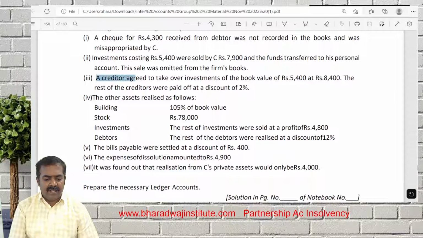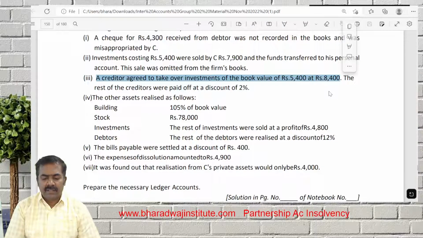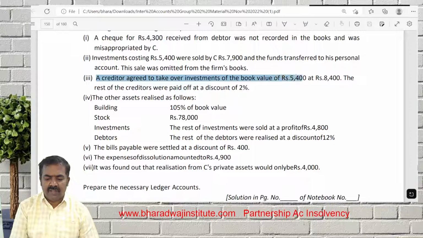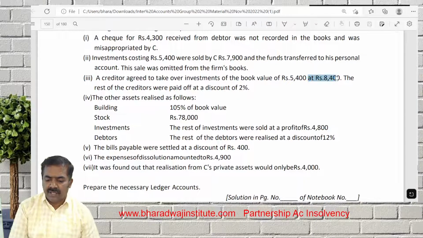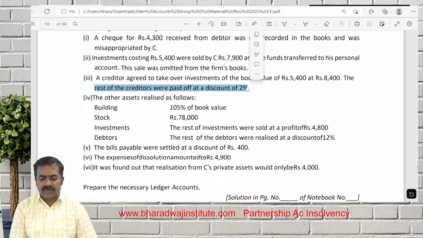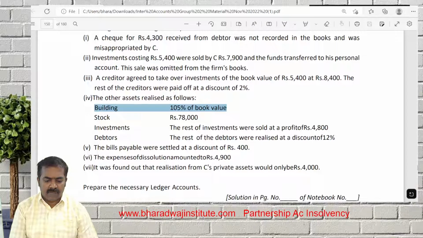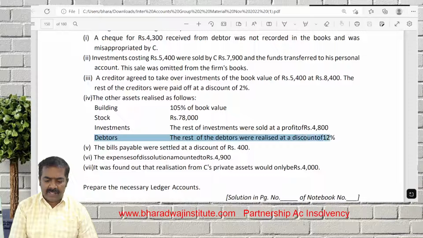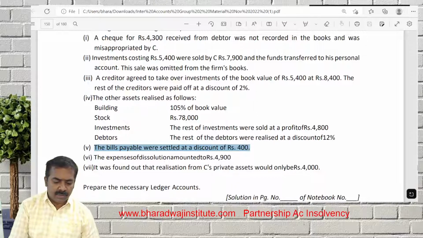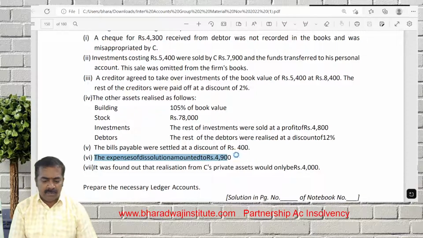A creditor agreed to take over investments at the book value of 5,400, at what? 8,400. They took over investment having a book value of 5,400 for 8,400. The rest of the creditors were paid off at a discount of 2%. Other assets were realized as follows. Building 105% of book value, stock 78,000. The remaining investments were sold at a profit of 4,800. The balance debtors realized at a discount of 12%. Bills payable was discounted at a discount of 400. Expense on dissolution came to 4,900.